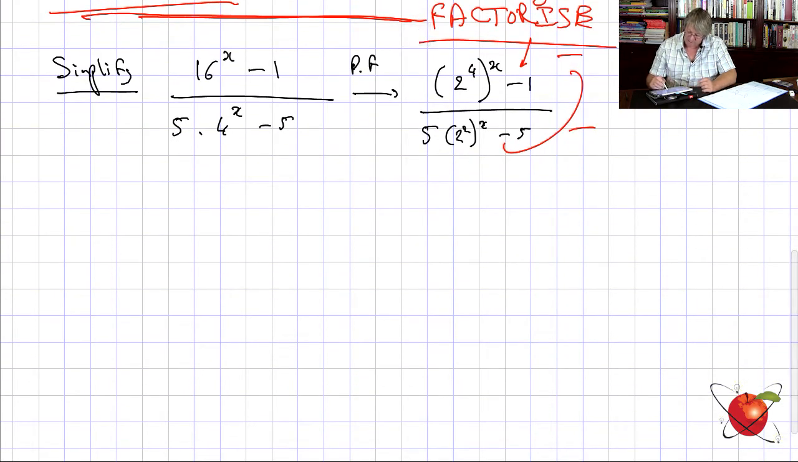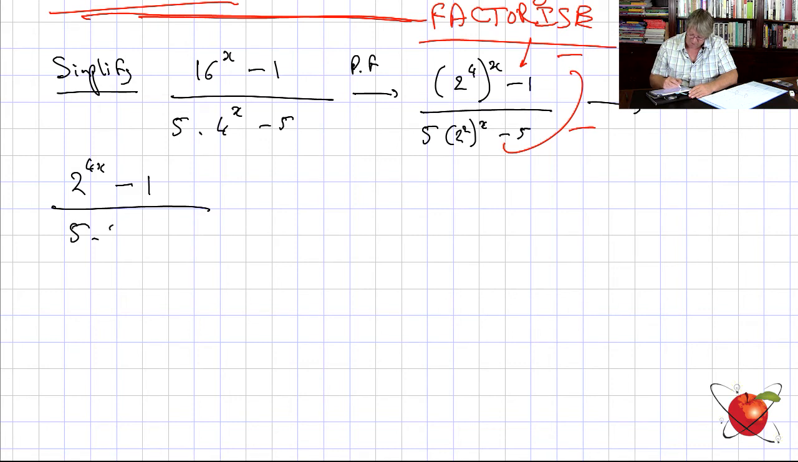Okay, what was the next step? Can you remember? Okay, prime factors, multiply out brackets. Next step was remove brackets. So let's do it. 2 to the power of 4x minus 1 over 5 times 2 to the power of 2x minus 5. Okie dokie. What are we going to do now? Now we've done that, all right? The next step is, here it comes.